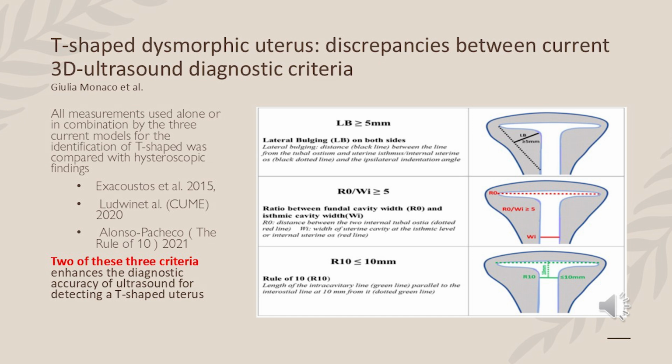If that ratio was more than 5, it was considered significant, and the ratio of the uterine cavity at the interostium to a distance of 10 millimeter, which was the same as the rule of 10. If either of the two measurements was positive, it was considered more accurate for diagnosis of T-shaped uterus and correlated well with the hysteroscopic findings as well. So this shows that there is a lot of diagnostic dilemma in diagnosis of T or Y-shaped dysmorphic uterus. With this, we will move on to the next slide, discussing the management of dysmorphic uterus.